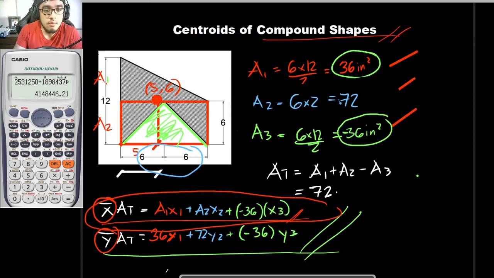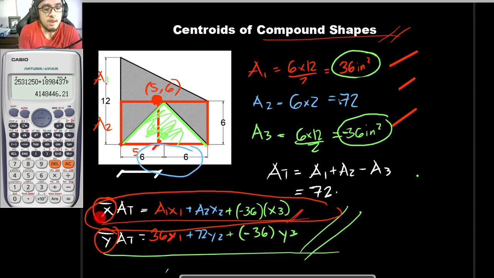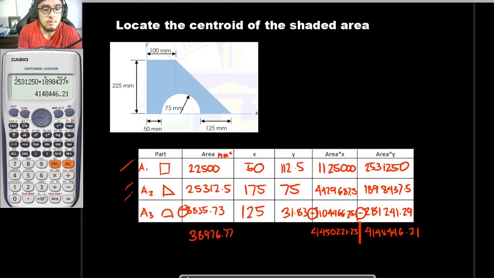Because if you can remember in our previous example, for us to get the value for bar x, we would be getting the moments of the areas. If we simplify this equation, it would be like this: bar x times the total area, so the moment of the total area, is equal to the summation of the moments of all the areas.